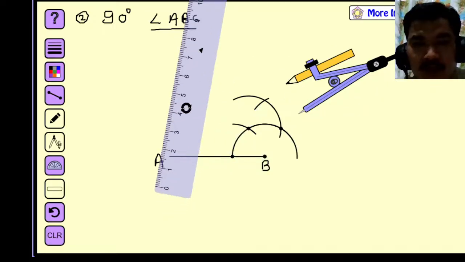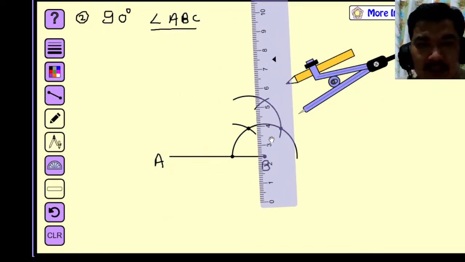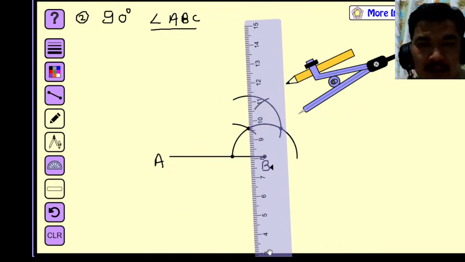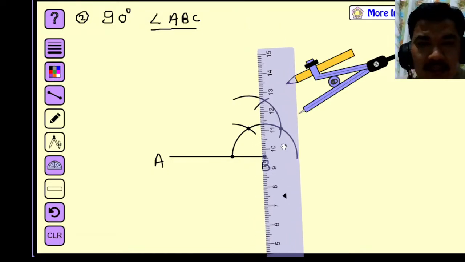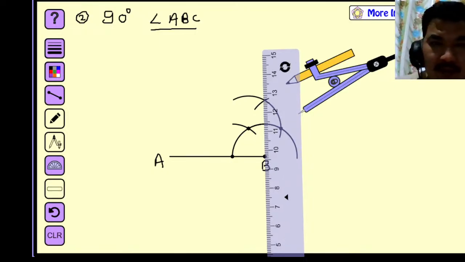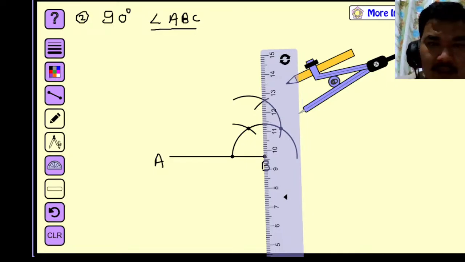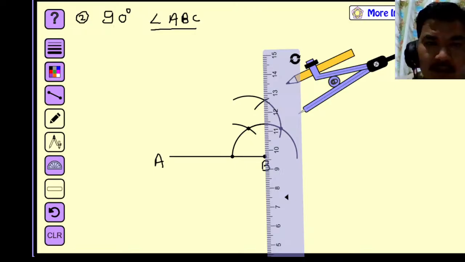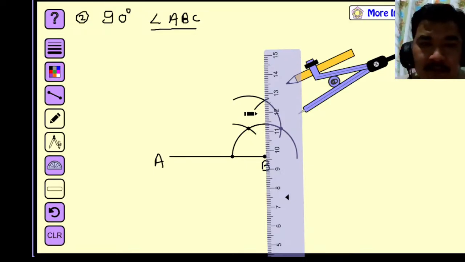And now put the ruler straight at B, right? We have to keep the ruler straight like this, right? And join this intersected point, okay? Like this. This is a little bit not straight.